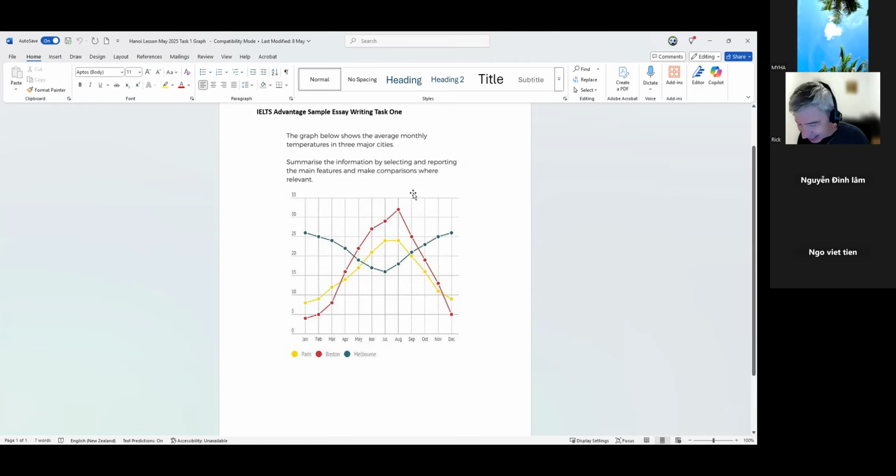Have you been listening to what we've been saying? Yes, teacher. Good. Okay. So what is the first main feature of this graph? Can you remember?